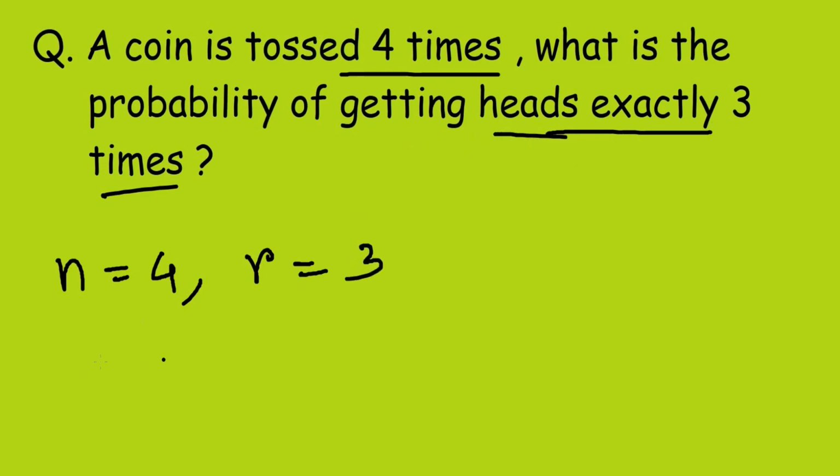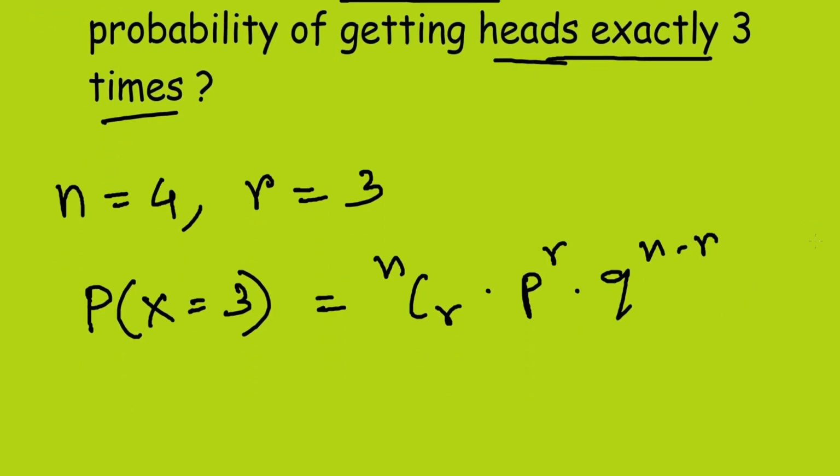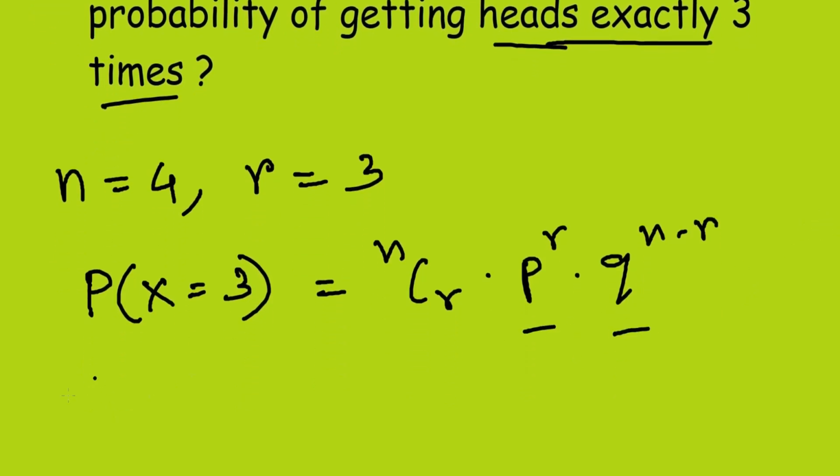Now what will be the binomial distribution? P(X = 3) equals nCr times p to the power r times q to the power n minus r. So now what will be p and q? p, which is the probability of getting a success, here is to obtain a head, so it will be equal to half. When we toss a coin, the probability of getting a head is half. And what is q?